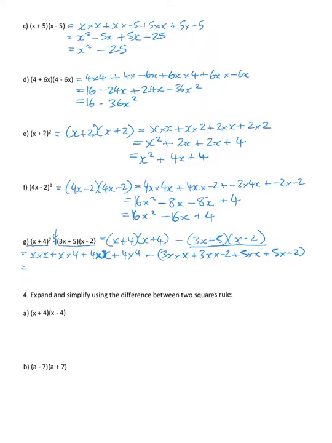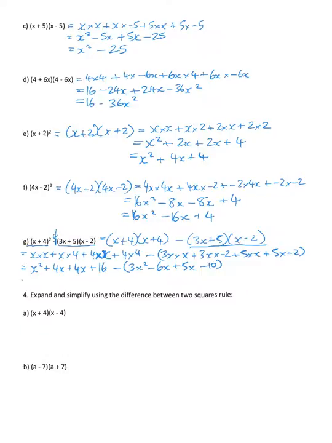Now, coming back, x times by x, x squared, x times by 4, 4x, 4 times by x is another 4x, 4 times by 4, 16. Negative the answer to whatever this is. 3x times by x is 3x squared. 3x times by negative 2 is going to be negative 6x. 5 times by x is positive 5x. And 5 times by negative 2 is negative 10.